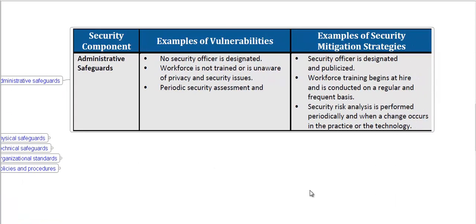Security component: administrative safeguards. Examples of vulnerabilities: no security officer is designated, the workforce is not trained or is unaware of privacy and security issues, no periodic security assessment. Examples of security mitigation strategies: a security officer is designated and publicized, workforce training begins at hire and is conducted on a regular and frequent basis, and a security risk analysis is performed periodically and when changes occur in the practice or the technology.